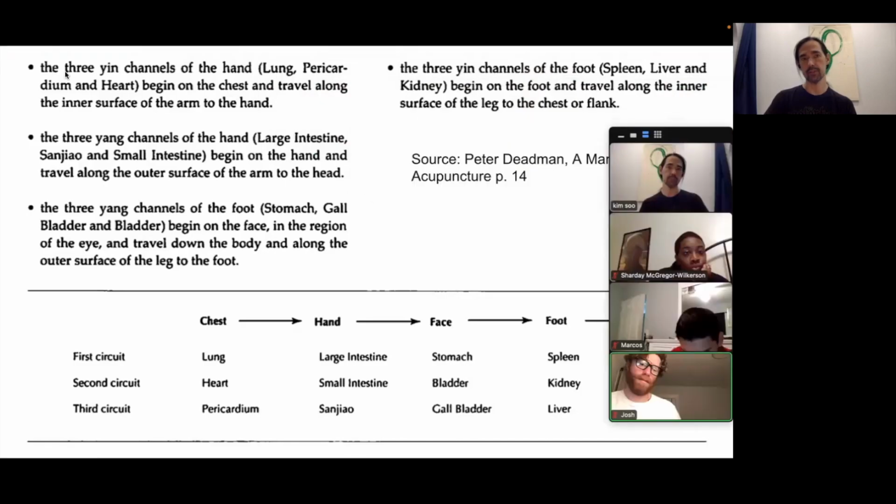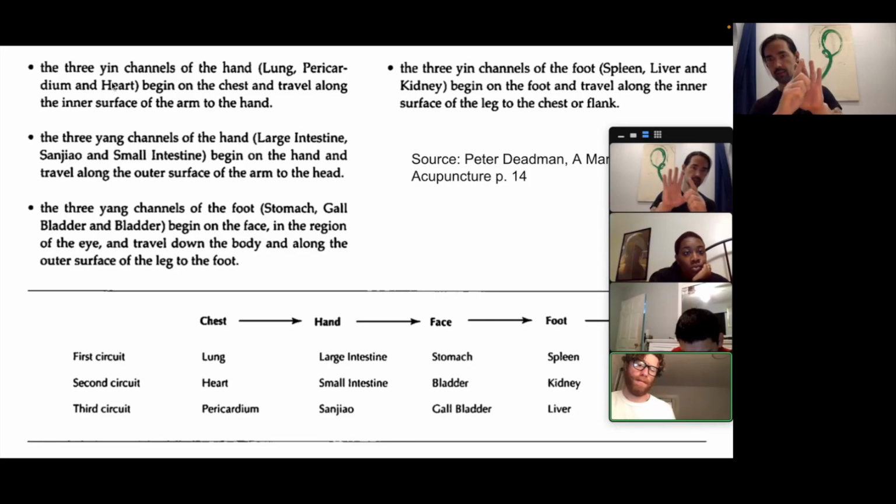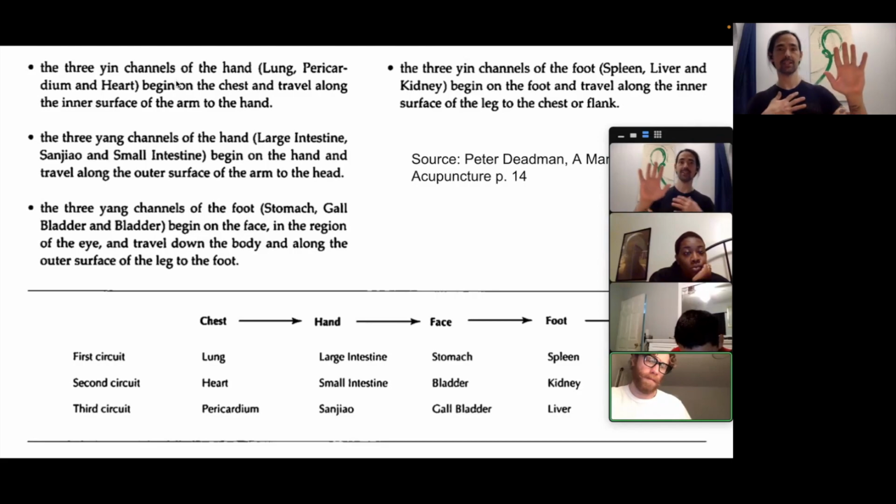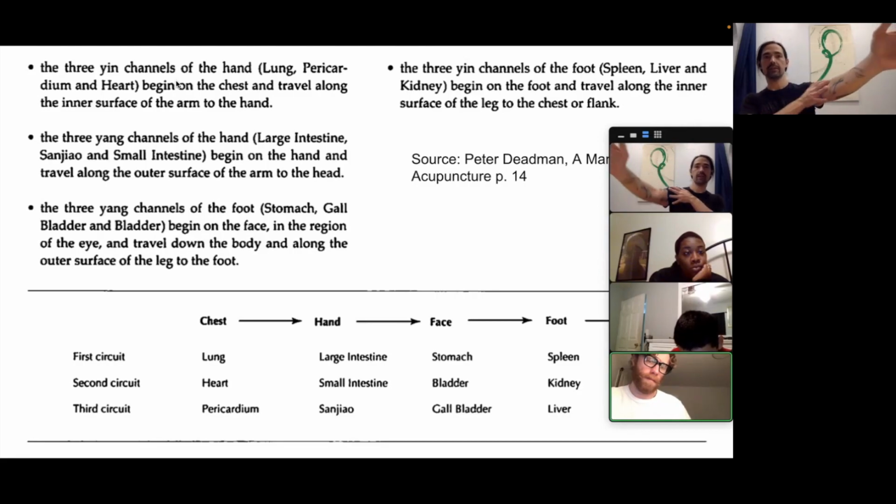Let's read this up here because this will be helpful. So the 3 yin channels of the hand, which are the lung, the pericardium, and the heart, right? So it's lung, pericardium, and heart. The 3 yin channels of the hand, they begin in the chest and they travel down along the inner surface of the arm to the hand.